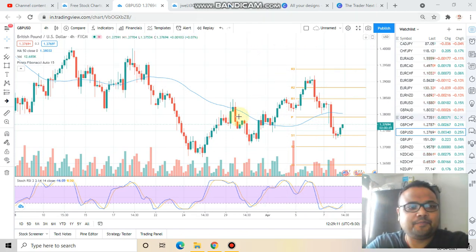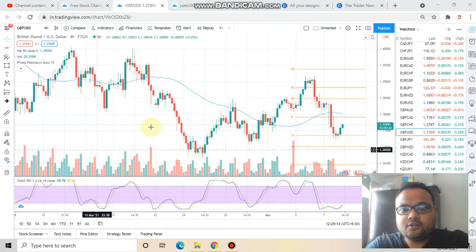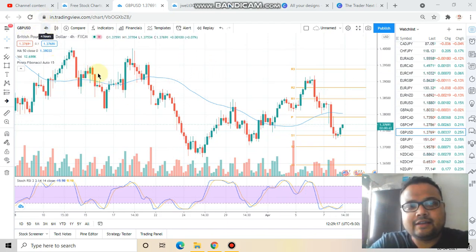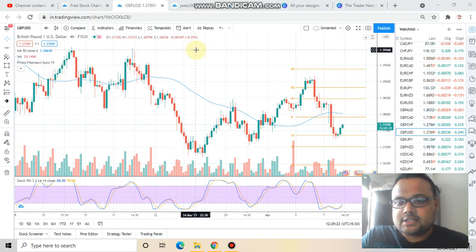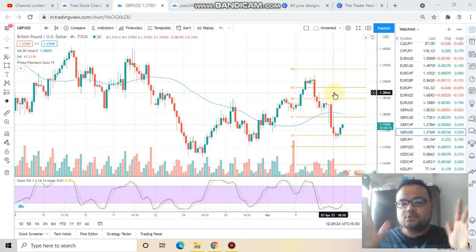So let's get started. So this is the chart of GBP USD. I'm using the 4 hours time frame, one of the most beloved time frames in the Forex market. And as you can see, the chart is not that pretty. If you just look at the chart, then you won't get a clear picture.